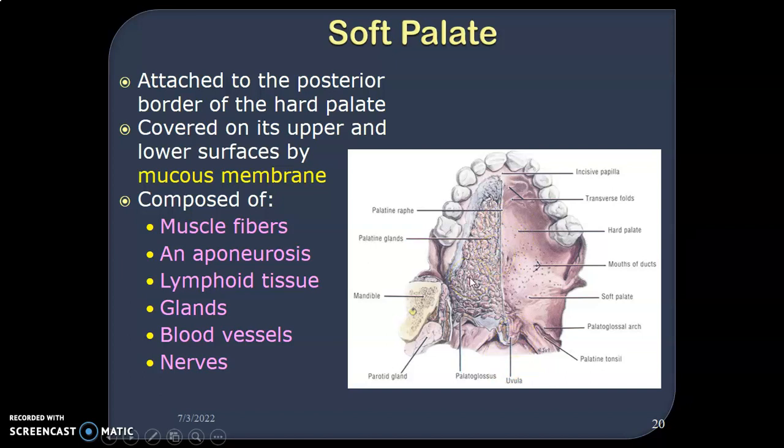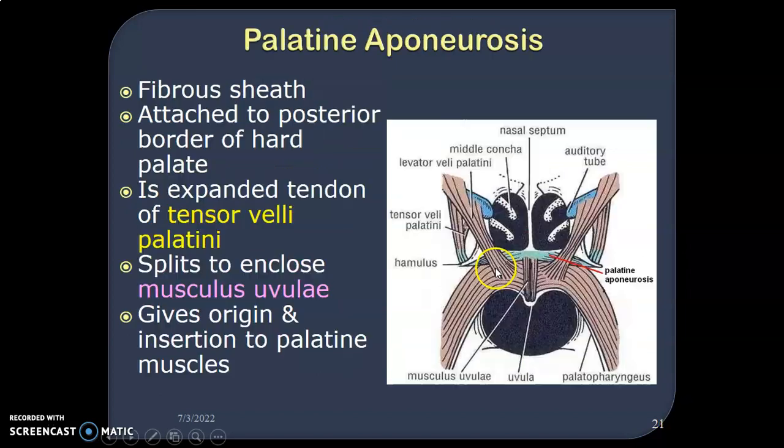What are the components of the soft palate apart from muscles? We have aponeurosis, lymphoid tissue, submucous glands, and neurovascular structures. So the soft palate is formed by muscles, as we have said. We have neurovascular structures and lymphoid tissue, as well as an aponeurosis that covers it. So the palatine aponeurosis is just a fibrous sheath.